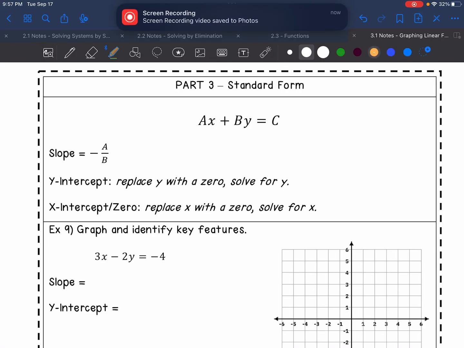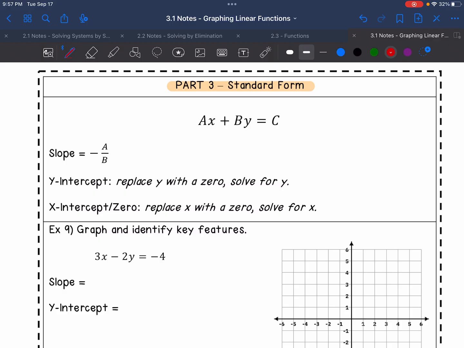Right, this is going to be part 3 of our notes. We are looking at standard form. So this is the third format that you learn about in Algebra 1. We did slope-intercept form, which you actually learned about in junior high. Then we talked about point-slope form in part 2, which was new to you. And now this is another new to you called standard form.